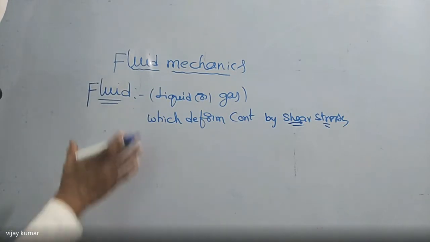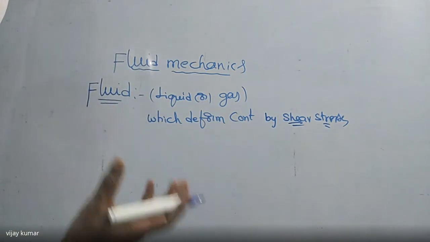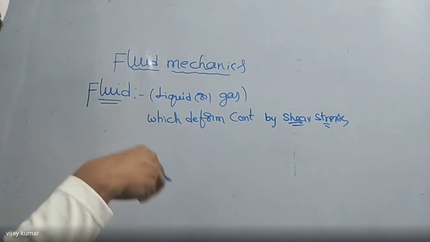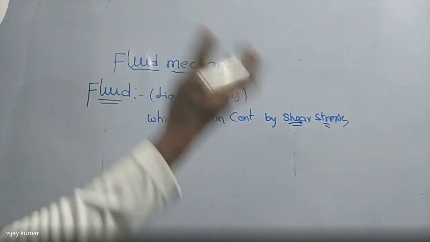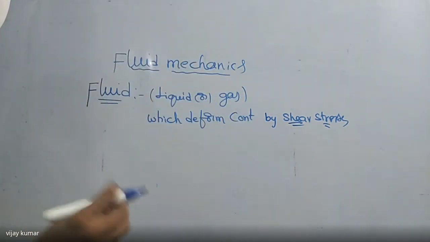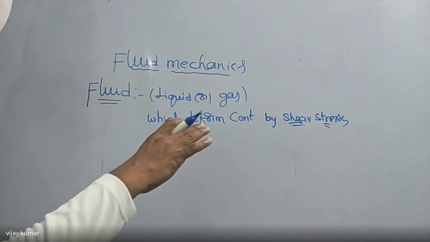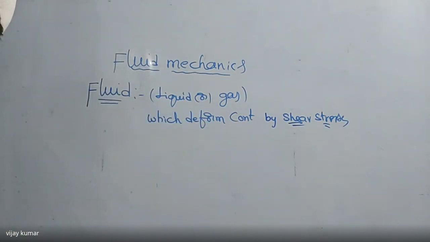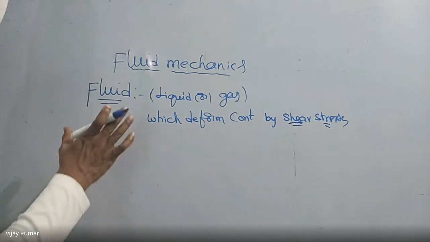Listen carefully. What is the fluid? If you apply force on a fluid or if you maintain a pressure difference from one point to another point, automatically the flow takes place from high pressure to low pressure. Then when the fluid is said to be under motion, it deforms continuously by the shear stresses or shear forces. That is the definition of fluid.